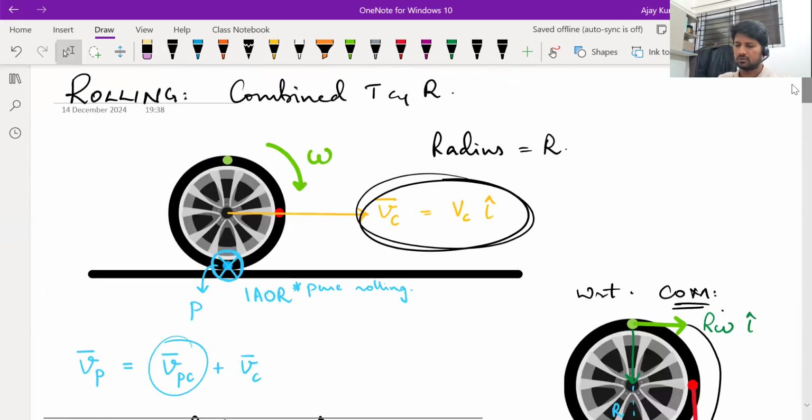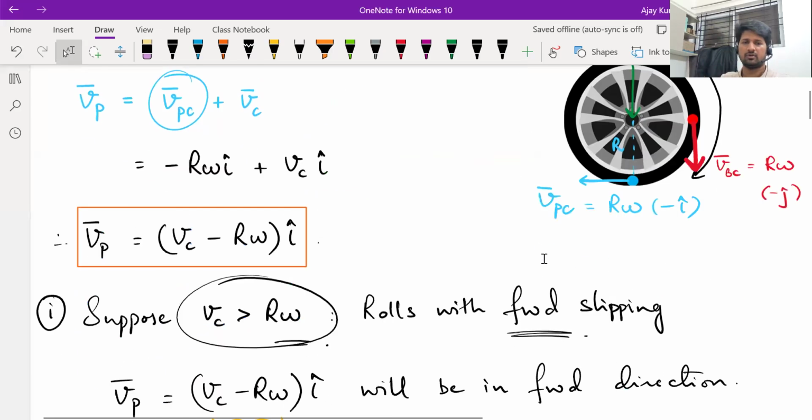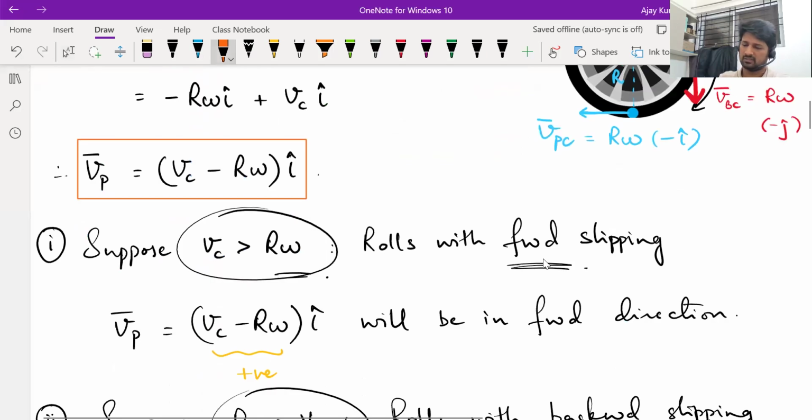So let's quickly go through what all we discussed today. Basically, rolling, which is a case of combined translation and rotation. You imagine an object translating as well as rotating on a surface. Okay. What is important is what the point of contact does. So consider the point of contact, write an expression for its velocity: Vc minus r omega i cap. I assumed omega to be clockwise, v to be in the rightward direction. Then I got this formula.